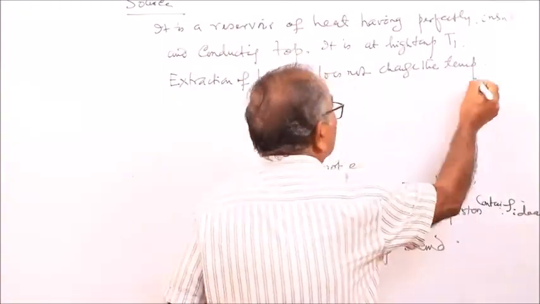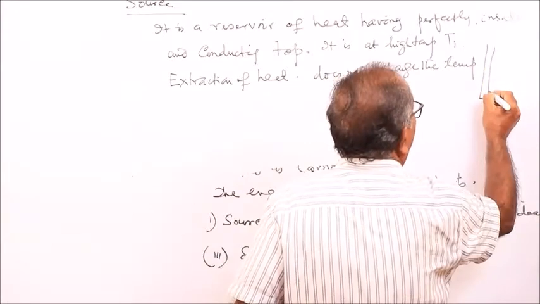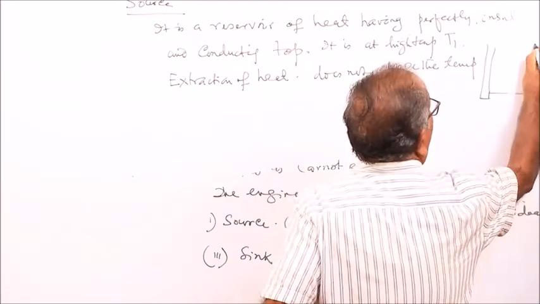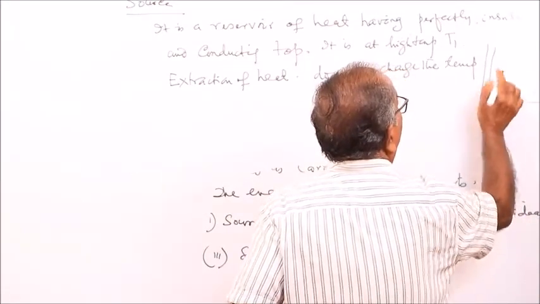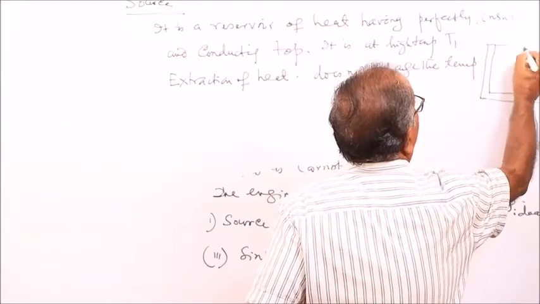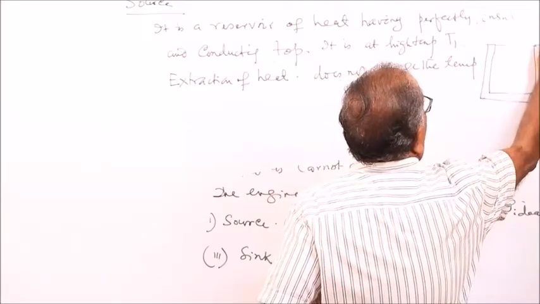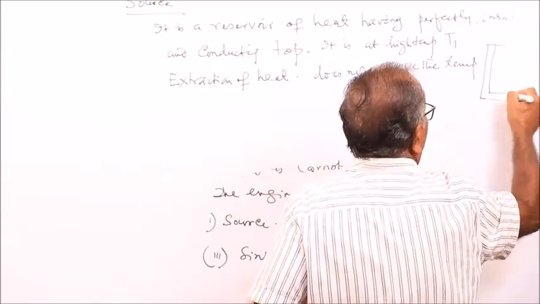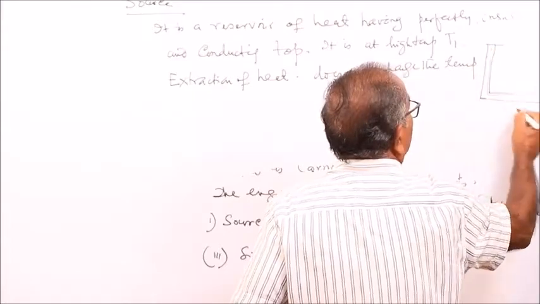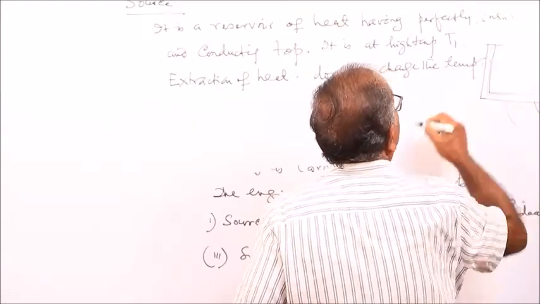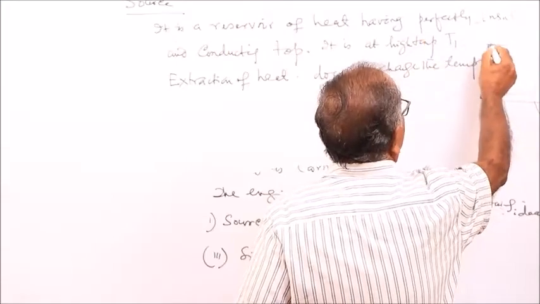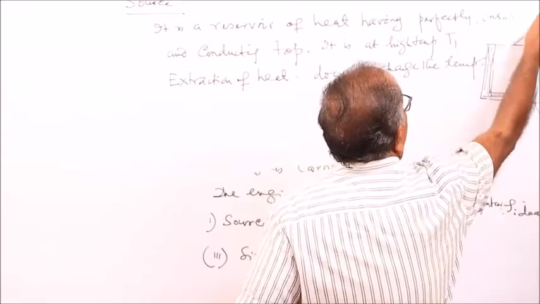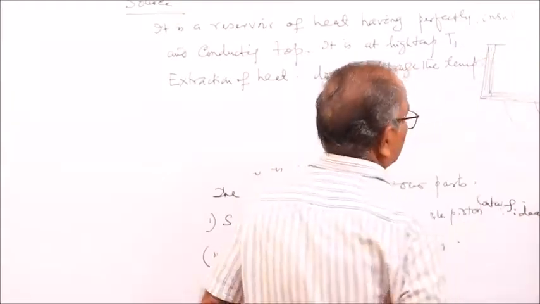This is the source. This is the conducting top. These are all non-conducting walls. No heat can flow on this side. This is perfectly insulating walls. Walls are insulating. No heat can flow along this. Only heat can flow at the top, this conducting top.